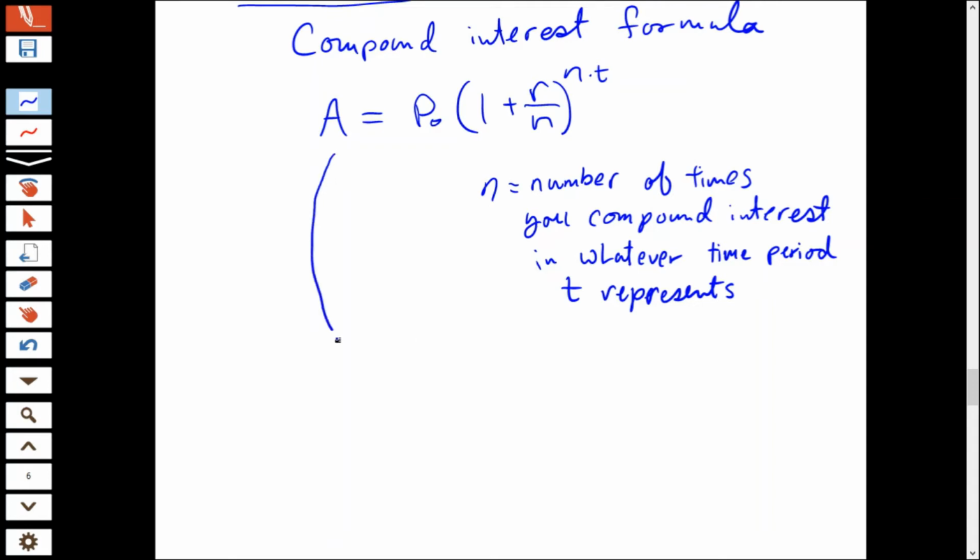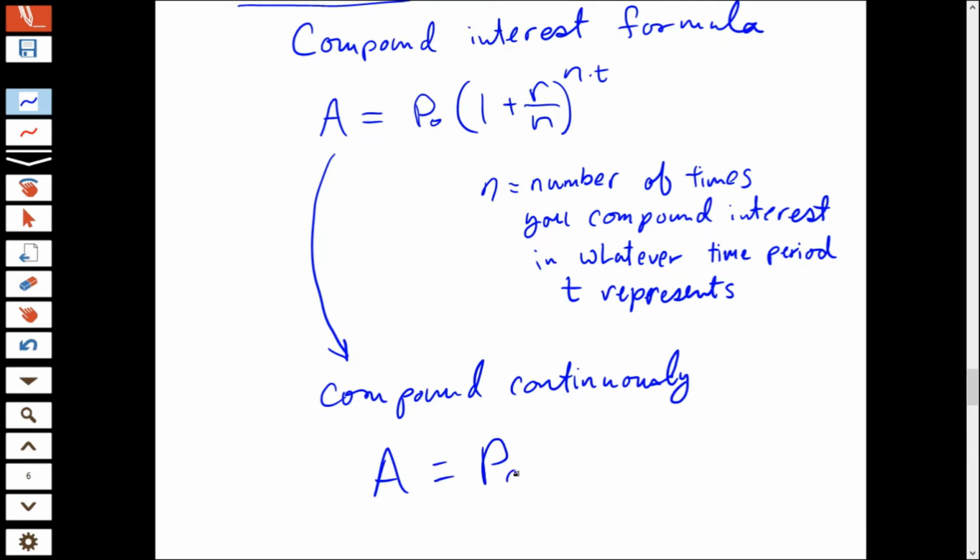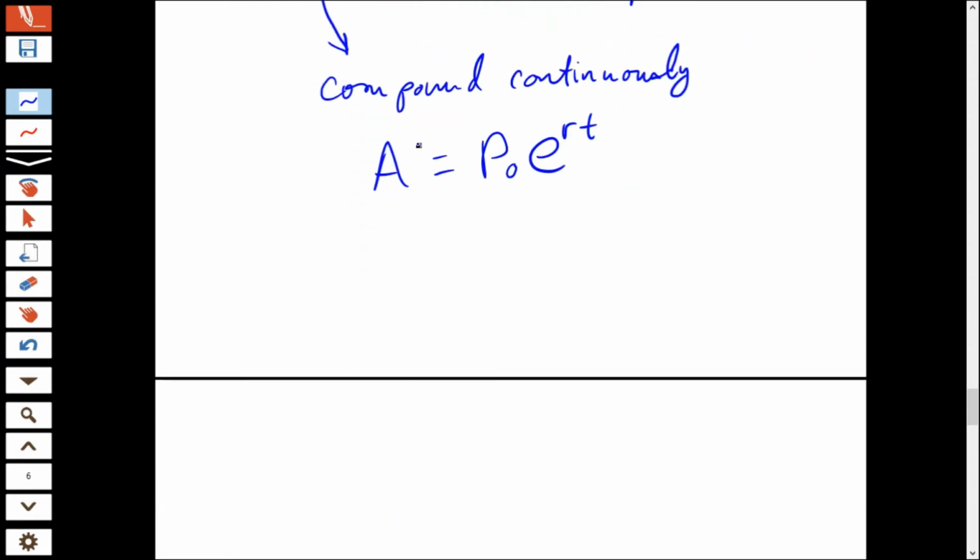That is, if we compound continuously, we would get the formula A is equal to P0 e to the rt. All right. Now, this isn't really a definition of E, but this is one of the first places that it kind of comes up in math and applications. To actually do definitions for E, we need calculus.